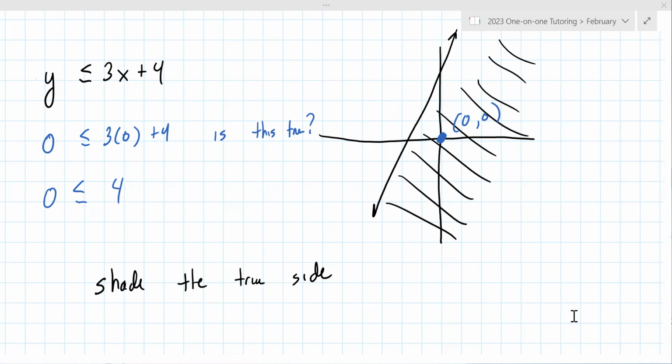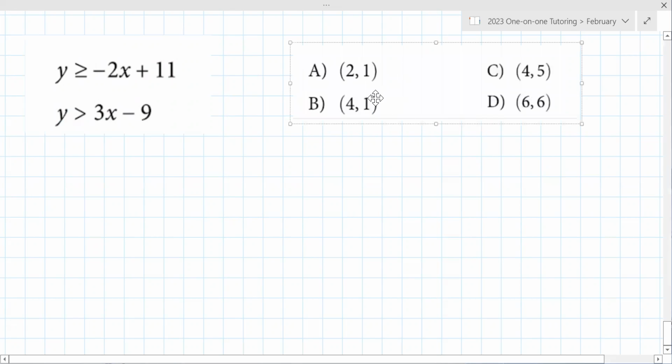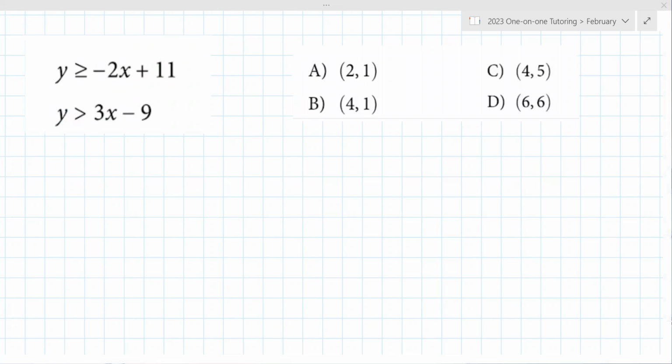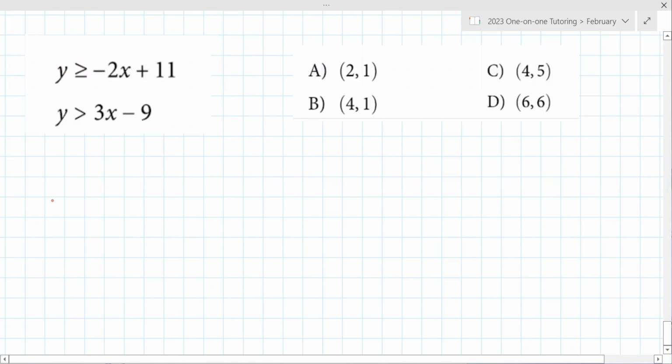Okay, all right. Because I don't know if that was clear or not, we're going to do a related thing here about testing points. This comes from a standardized test question. One of these points works in both equations. I'll just explain with coordinate A. So we try A in both. Is 2 greater than or equal to -2 times 1 plus 11? Is this true?